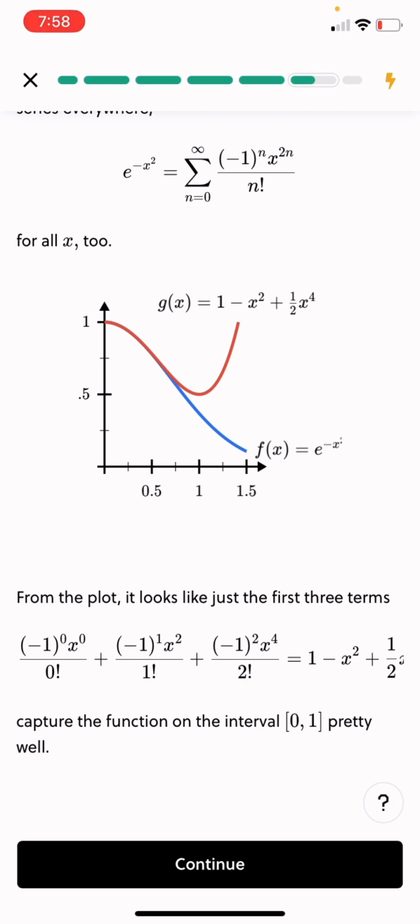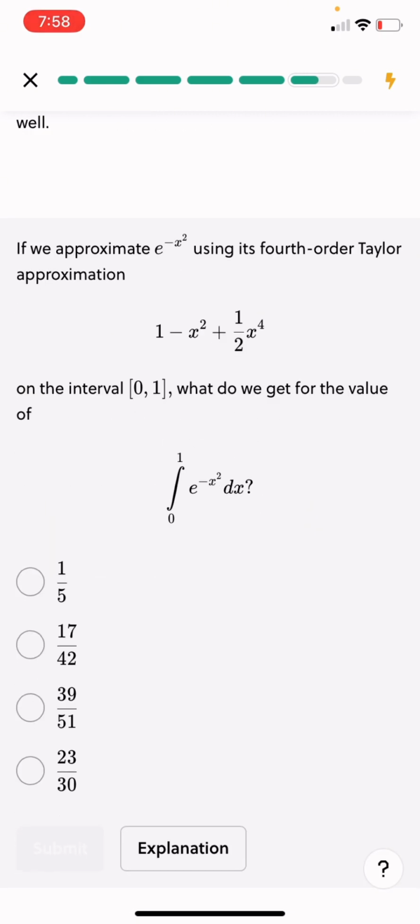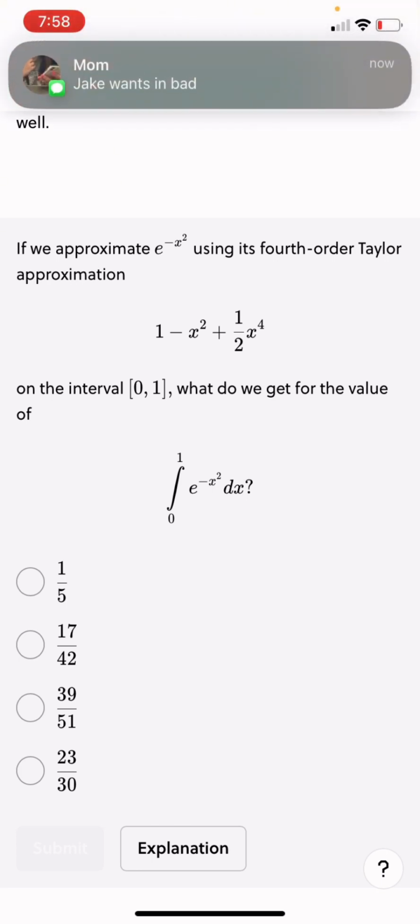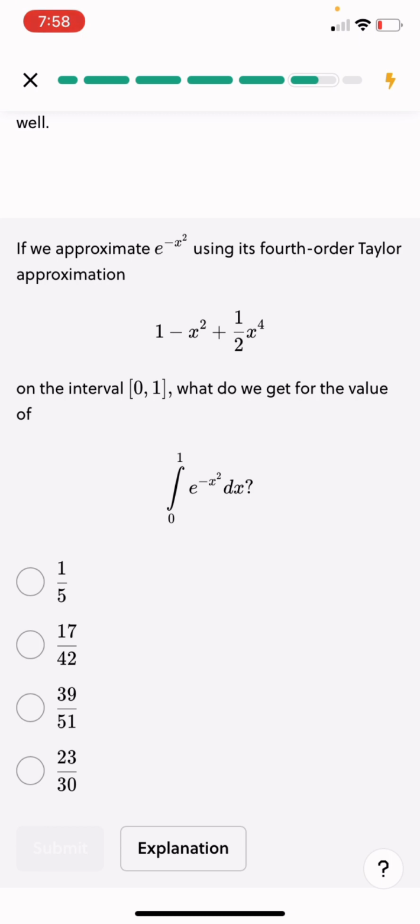You can capture the function on the interval 0, 1 pretty well. If we approximate e to the negative x squared using its fourth order Taylor approximation, which is 1 minus x squared plus 1 over 2 x to the 4th, on the interval 0, 1, what do we get for the value of the integral from 0 to 1 of e to the negative x squared dx?